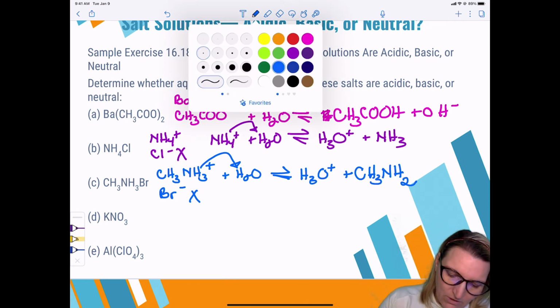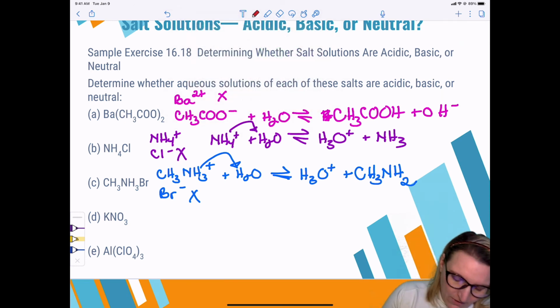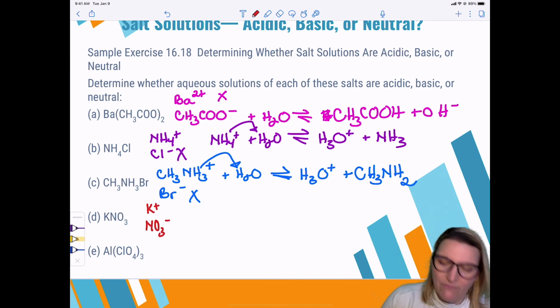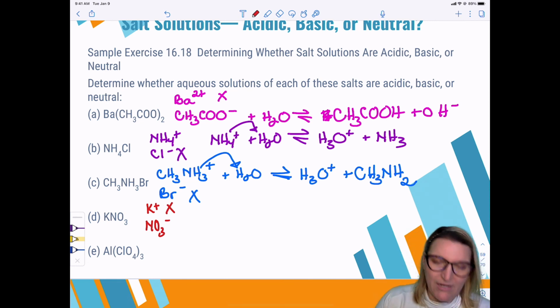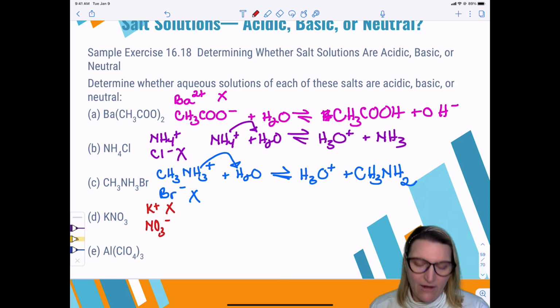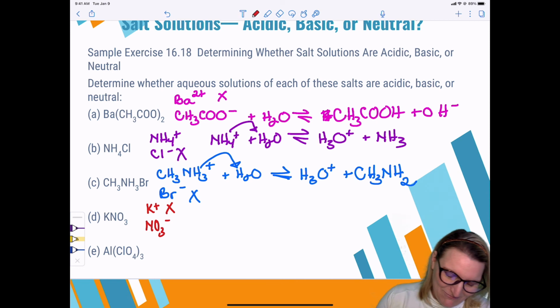The next one, KNO3. What are the ions? K+ and NO3 negative. K+, it's positive. Will it grab a hydroxide off of water? No, because that would be a strong base. NO3 negative, will it grab a hydrogen off of water? No, because that would be a strong acid. So this guy would be neutral.